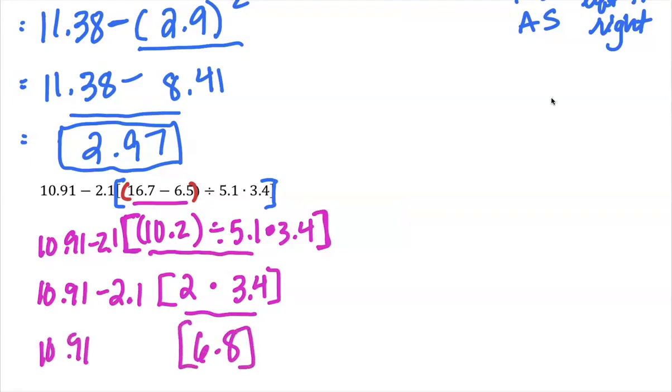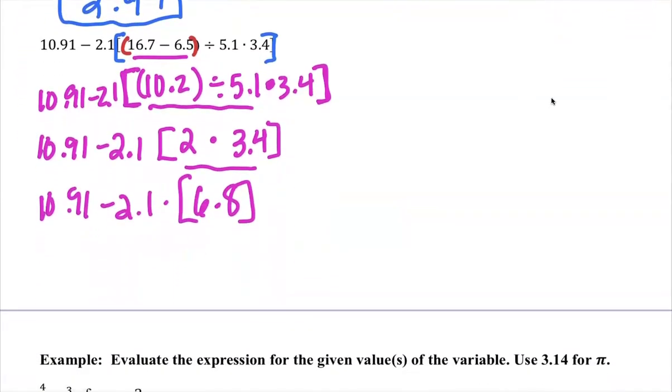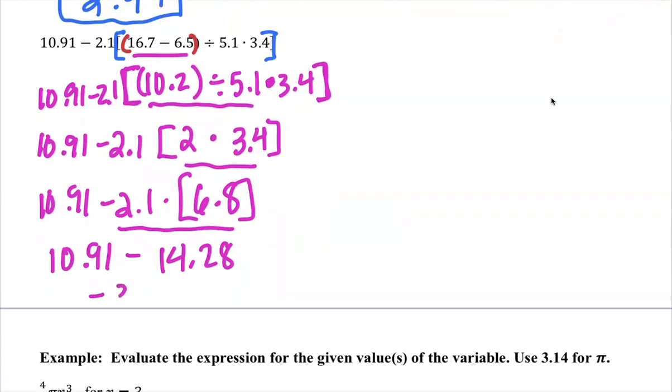So 10.91 minus 2.1, there's an understood multiply connecting that 2.1 to the 6.8. So we have a subtraction and a multiplication. That multiplication will happen next, 6.8 times 2.1. So we have 10.91 minus 14.28 is a negative 3.37. Again, all of these expressions are equivalent. We are done when we get to the most simplified expression.